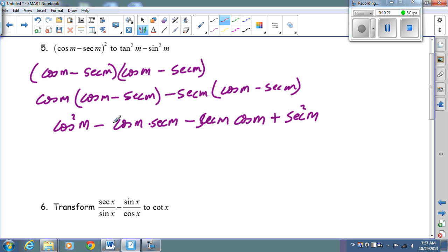This is 1. This also is 1. So I have two ones here. Looking at my answer, I want tangent squared and sine squared. But I do have cosine squared. So I will change this cosine squared into 1 minus sine squared of m. And I have minus 2 and plus the secant squared of m.